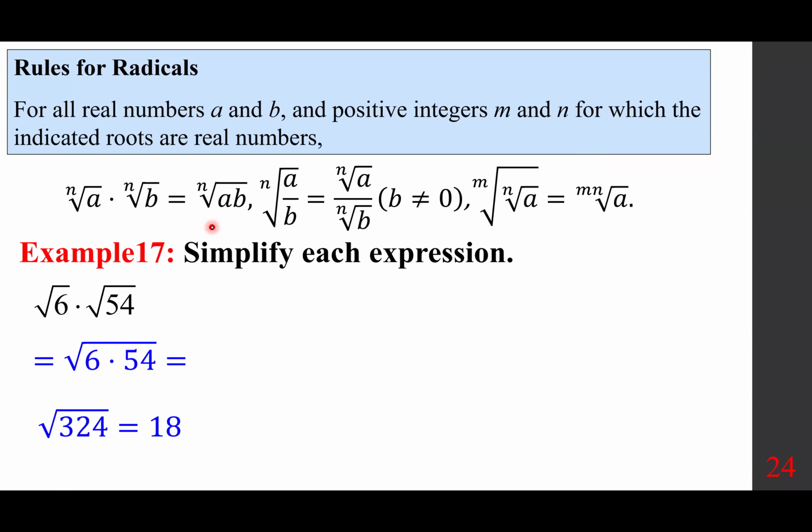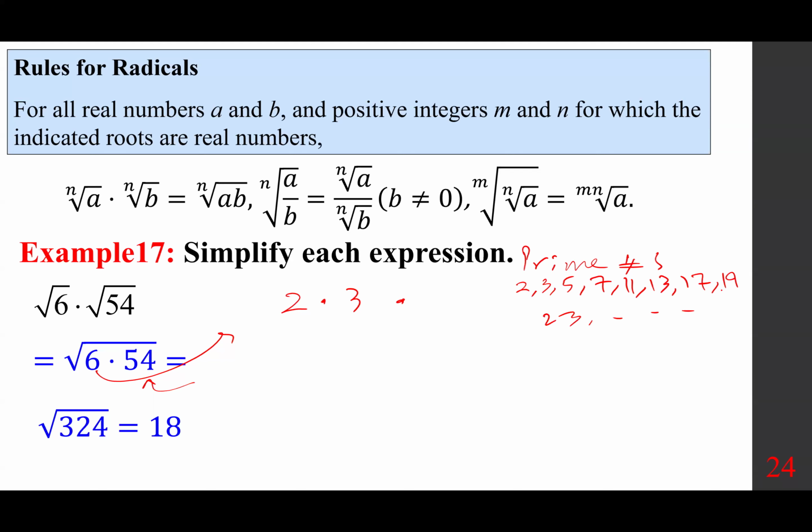By the way, just in case, there is a methodology to come up with the answer just by looking at it. 6 is 2 times 3, and 54, you write it in a factored format, okay? So let me just show you prime numbers. Prime numbers: 2, 3, 5, 7, 11, 13, 17, 19, 23, and so on and so forth.